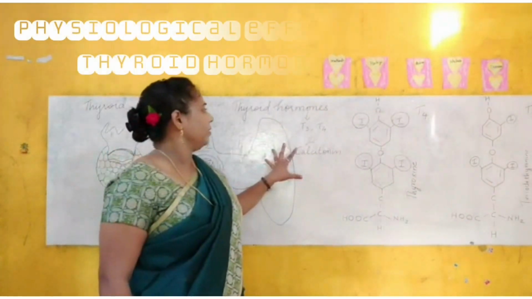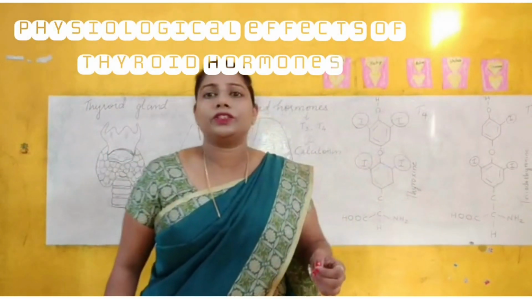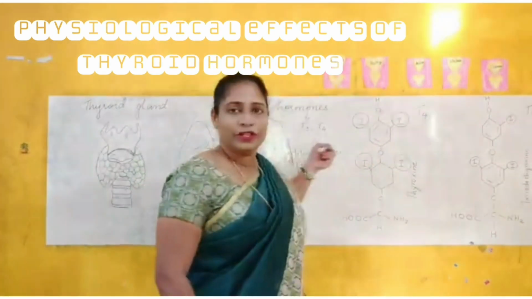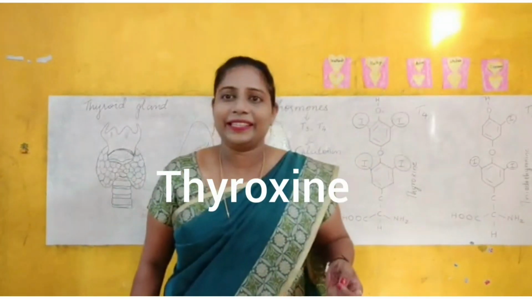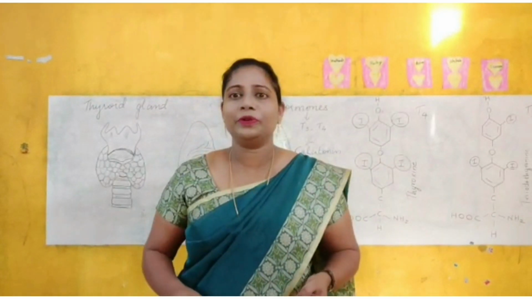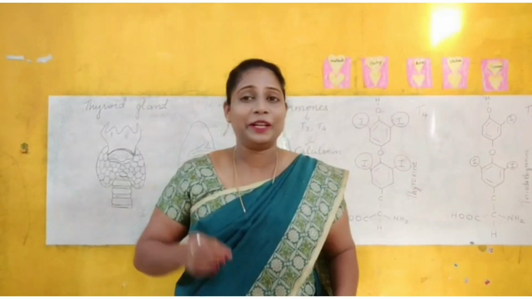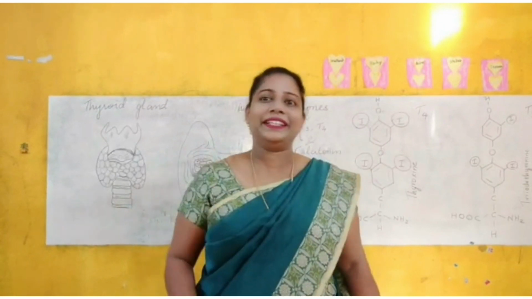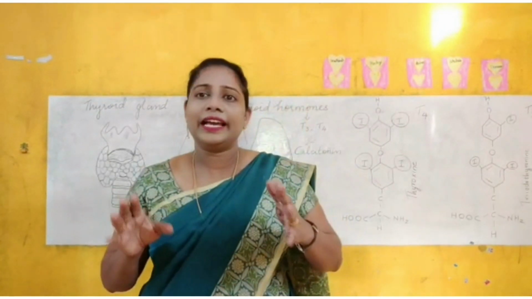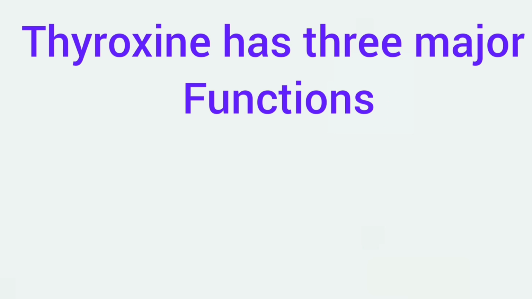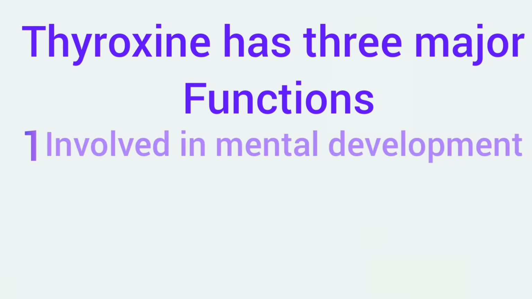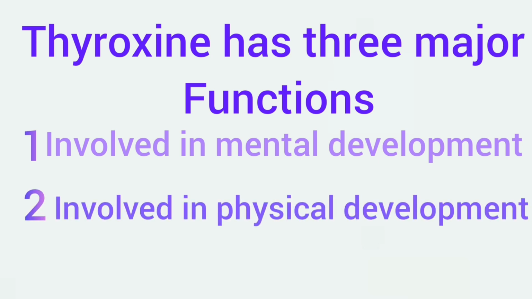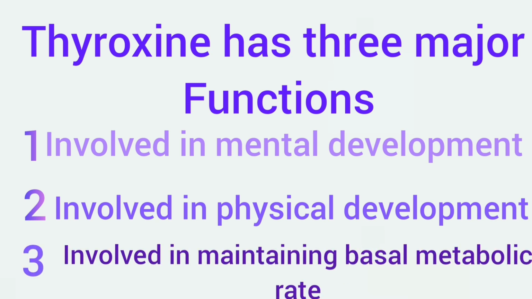We will discuss the physiological effects of thyroid hormones. First we will take up thyroxine. I already informed you that it is called the personality hormone. That means it is influencing our personality. So thyroxine has three major functions. Number one, it is involved in mental development. Number two, it is involved in physical development. Number three, it is involved in maintaining basal metabolic rate.